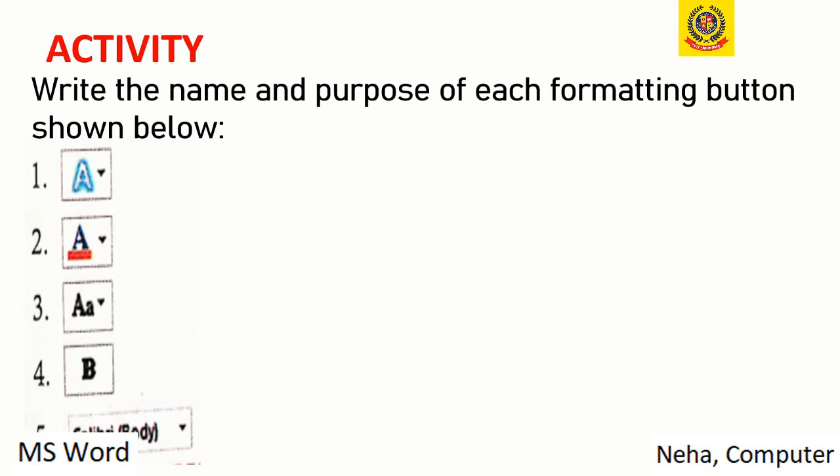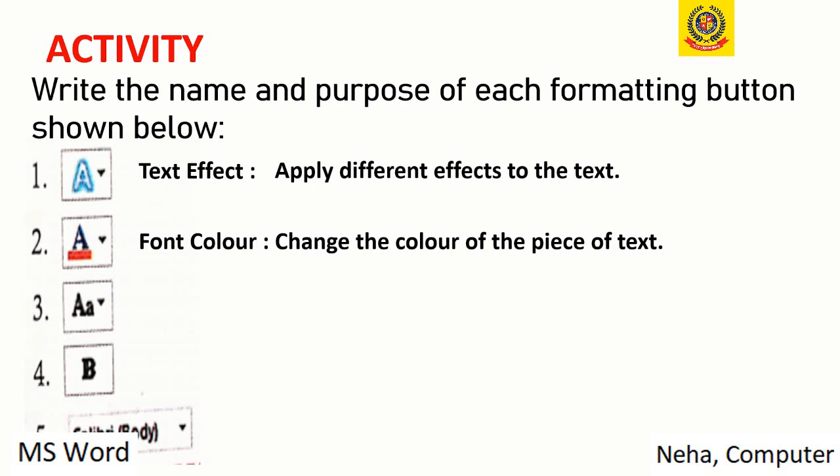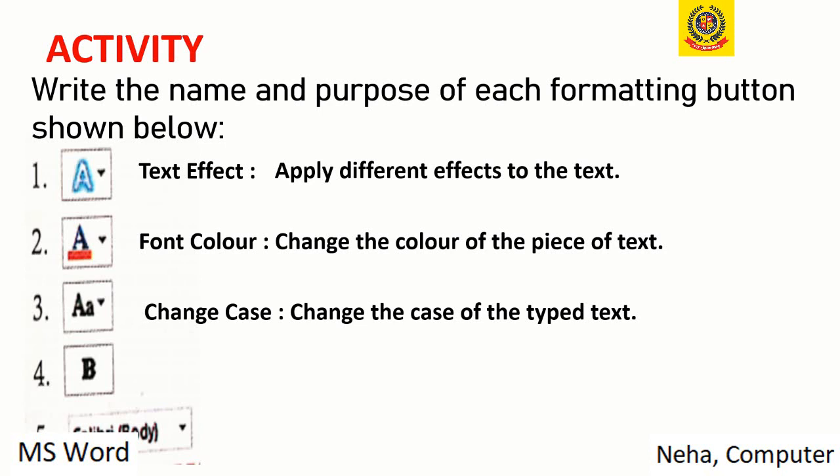So the first one is the text effect button, which applies different effects to the text selected. Second is font color, which changes the color of the piece of text which we have selected. Third, change case. It helps in changing the case of the typed text. And we have read that it has 5 options in it: sentence case, lowercase, uppercase, capitalize each word, and toggle case.